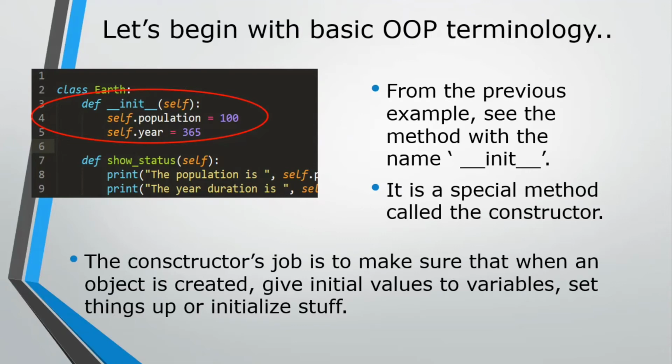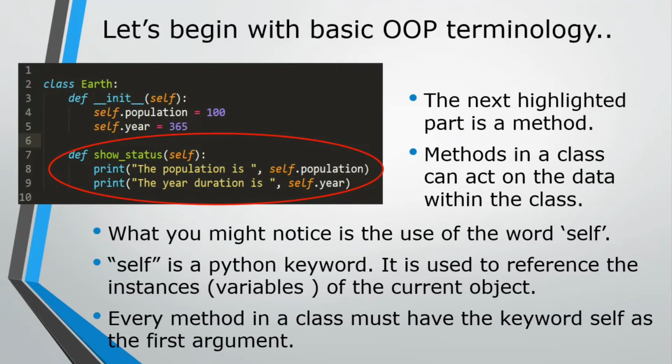It's like anytime you think about making a plan, there must be something that you do first. Maybe you think about inviting your best friend, or maybe you think about writing down notes, or maybe you think about checking your calendar. This is that thing. This is the thing that you always do whenever you make an object. Like it said here, whenever an object is created, it gives initial values to variables, sets things up, or initializes stuff. And the next part that we see down here is the showStatus definition.